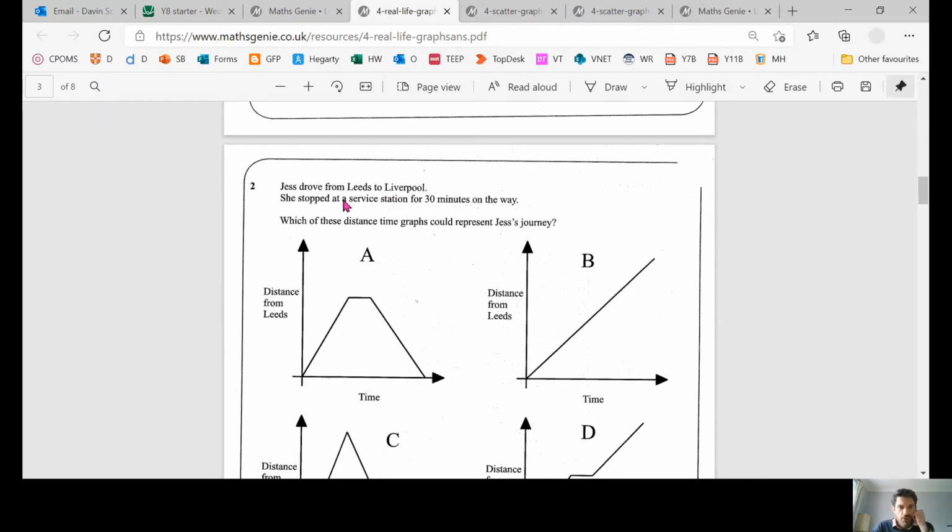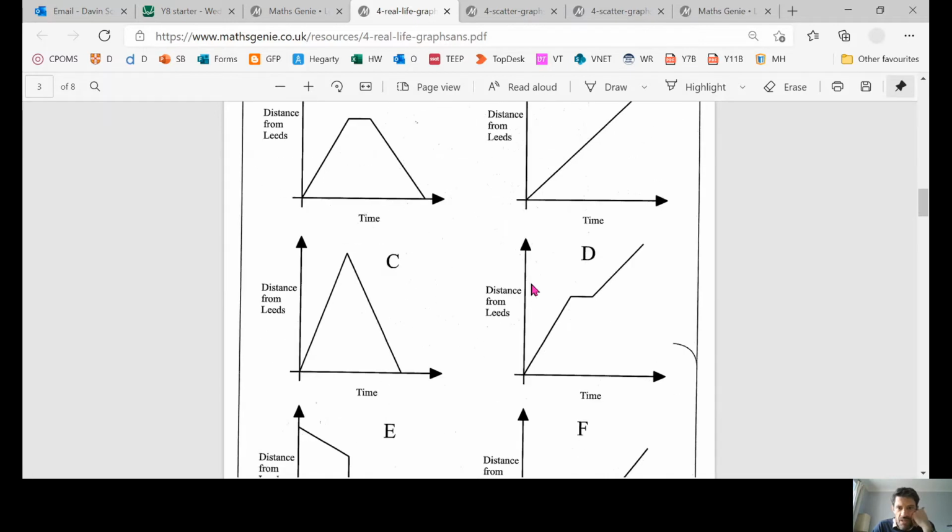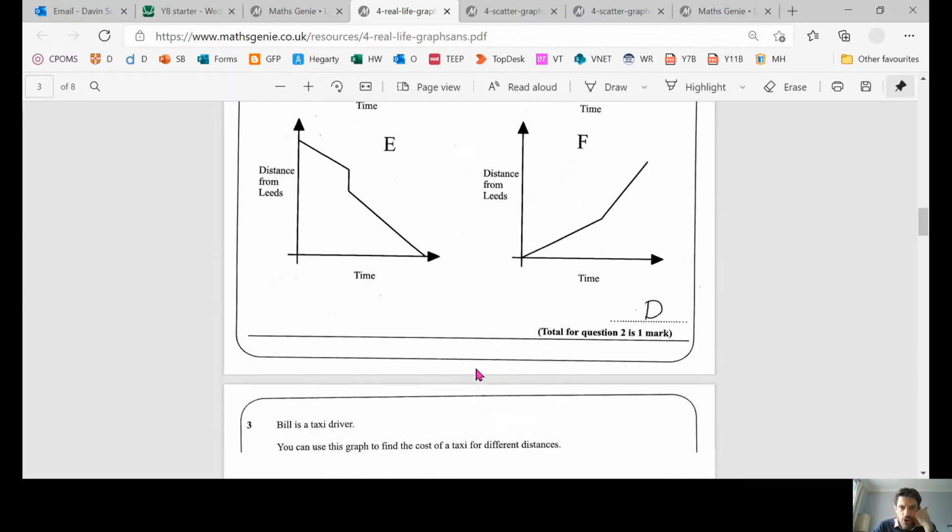She drove from Leeds to Liverpool. Oh no, no mention of returning. She stopped at a service area 30 minutes. Which of these? So she's driving away, she stops, she's driving away. So it's got to be D.